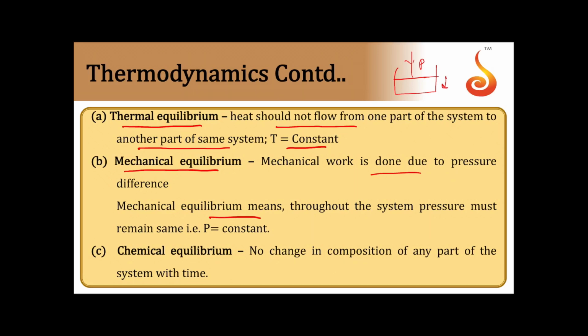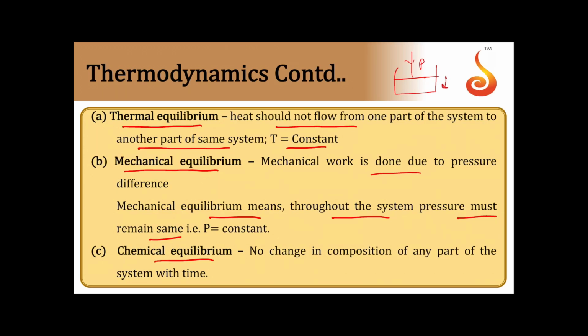Now mechanical equilibrium means throughout the system pressure must remain the same. That is said to be mechanical equilibrium. It means that when pressure is the same throughout, one part of a system does not do work on the other part of a system.